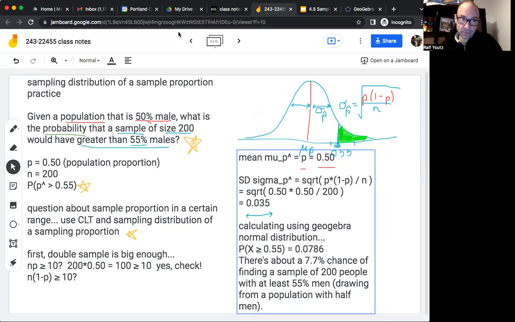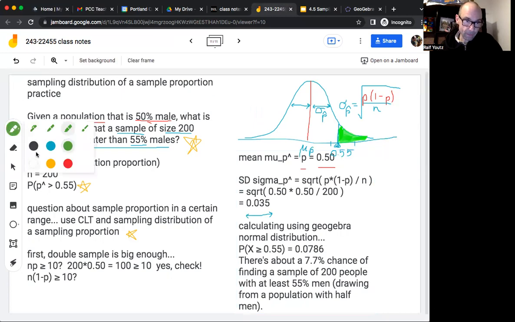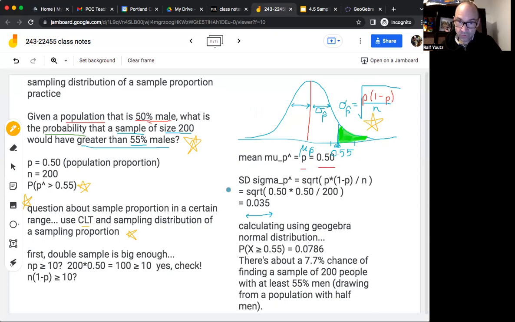The crucial steps here are once you recognize that you're in this situation, probability, a question about a sample proportion falling in a certain range. We can use the central limit theorem, which gets us to this probability distribution, and there's this crucial step of adjusting and finding both the mean and standard deviation.